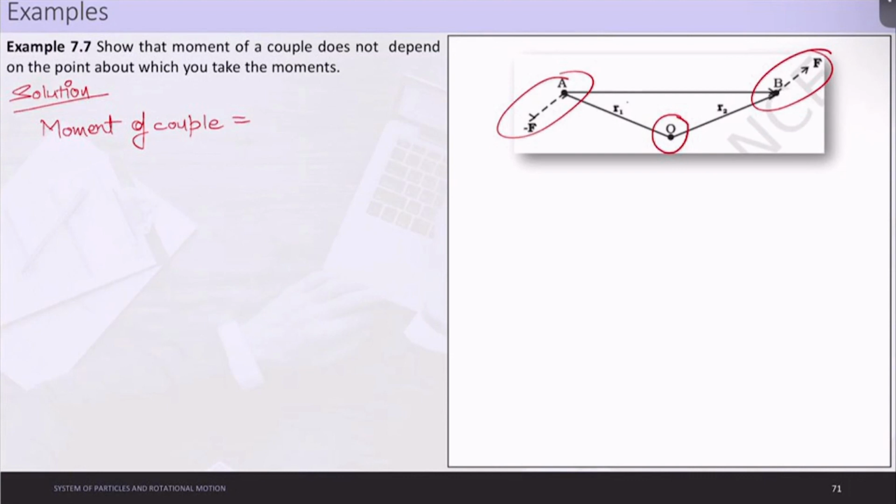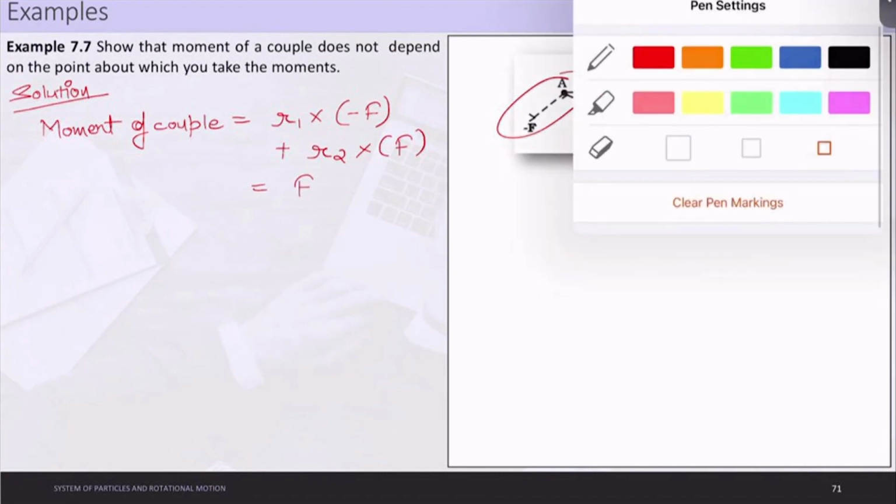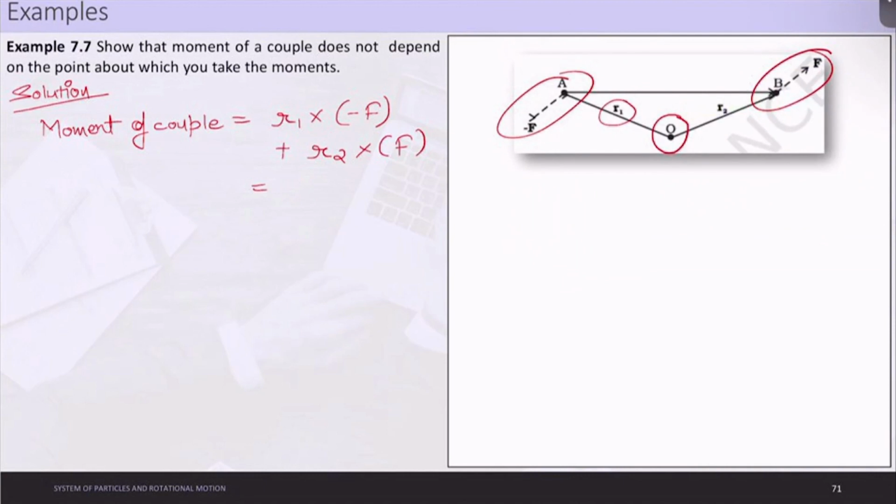So let us first calculate for this R1. It will be R1 cross minus F plus R2 cross F. Okay, so we can write it as, if I take F common from this, I cannot take F common like this because of the cross product, so I can write this as R2 minus R1 cross F. So it's always R2 minus R1 cross F, right?